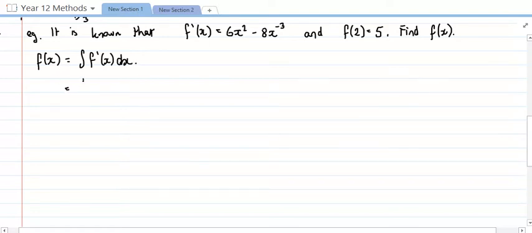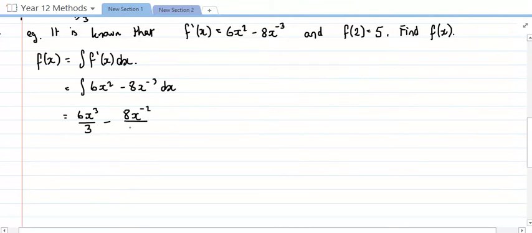So that means the antiderivative of 6x squared minus 8x to the negative 3 with respect to x. And now I antidifferentiate each of those. So 6x squared becomes 6x cubed over 3, minus 8x to the negative 2 over negative 2. And then we have to remember to have a plus c there as well.